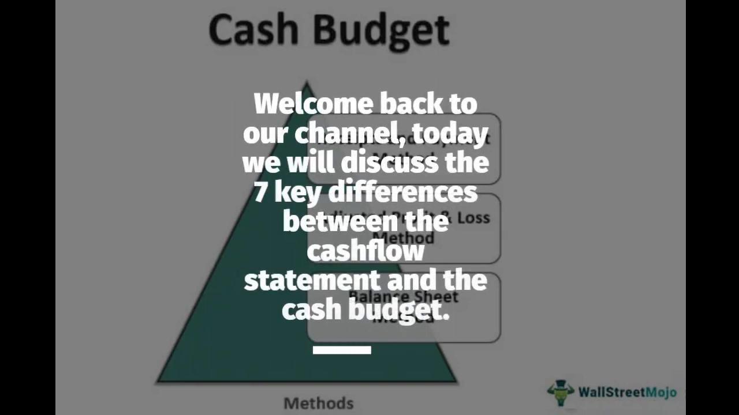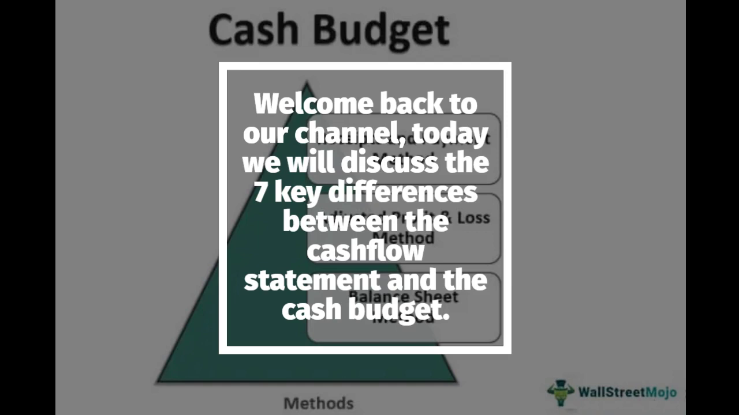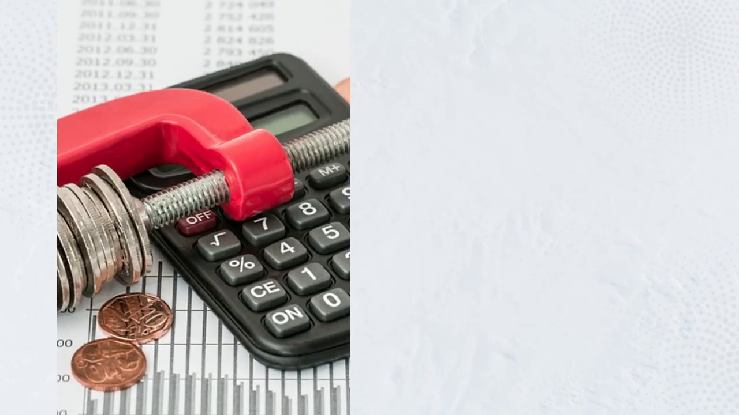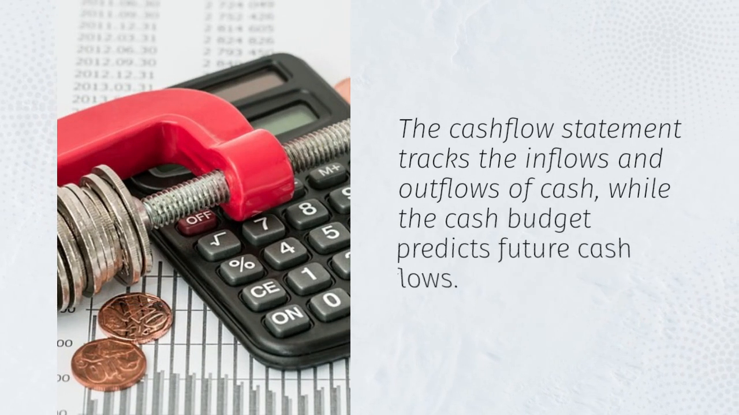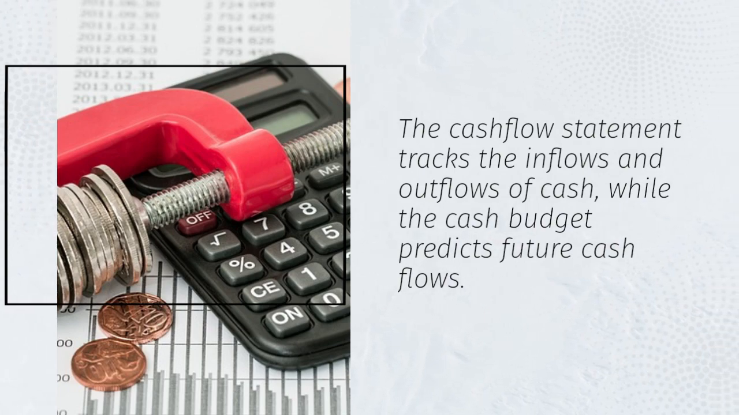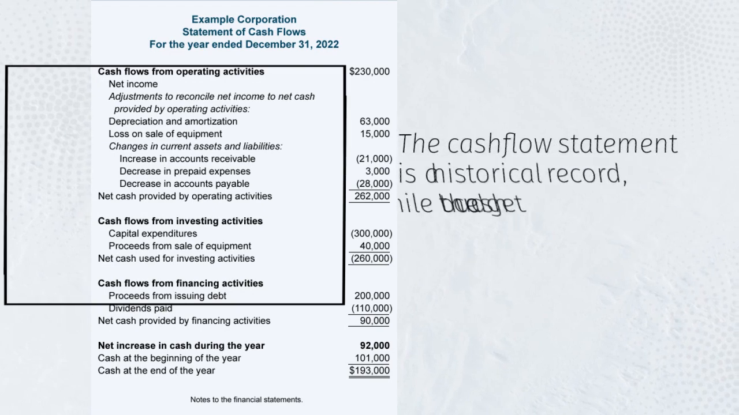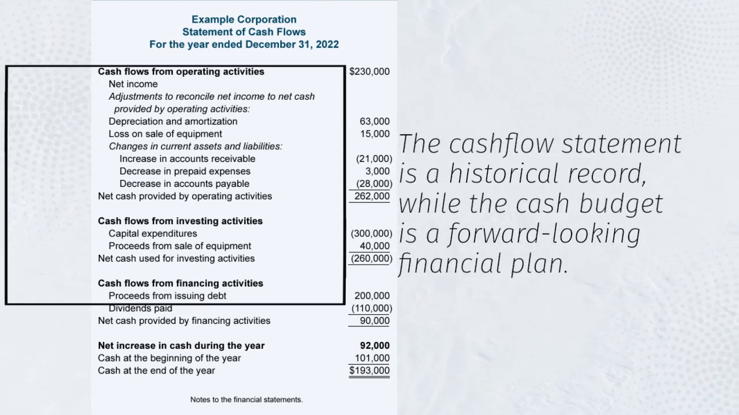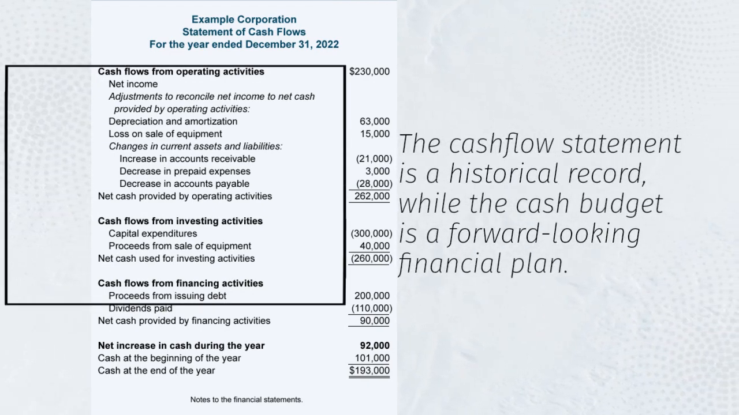Today we will discuss the 7 key differences between the cash flow statement and the cash budget. The cash flow statement tracks the inflows and outflows of cash, while the cash budget predicts future cash flows. The cash flow statement is a historical record, while the cash budget is a forward-looking financial plan.